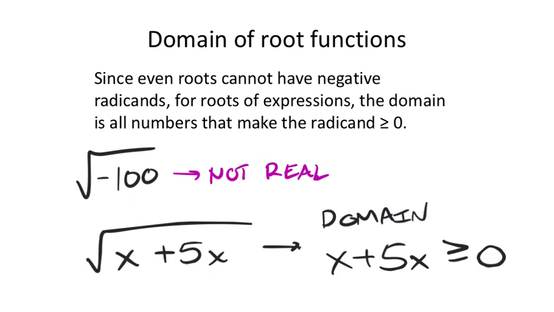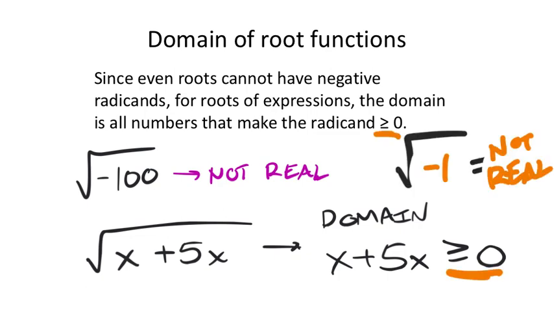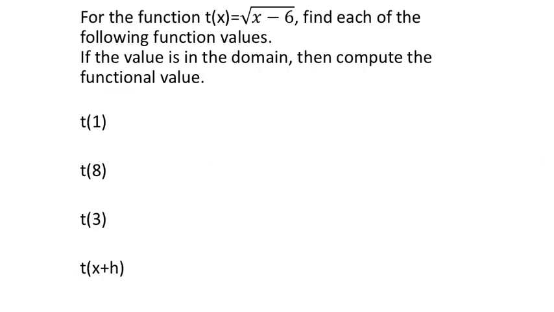And since everyone loved it so much, here it is again. So 4 different parts on this one, but they gave us the individual function up here, t of x. I don't know why it's not f of x, but either way. Okay, so t of x equals the square root of x minus 6.